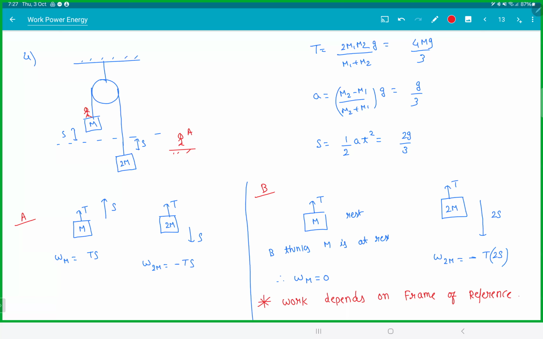Any doubts on this? Clear? Just stick to the definition. Work done is integral F dS, so that only. So that displacement is as seen by the observer. If the observer himself is moving, displacement does get messed up.